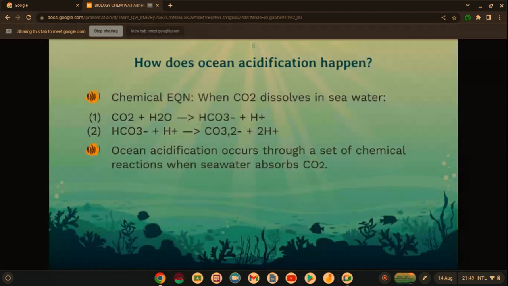At current levels of fuel burning, pH is projected to decrease by a further 0.3 to 0.4 units, a rate not seen in at least the last 25 million years, and an unprecedented rate in the history of the planet.